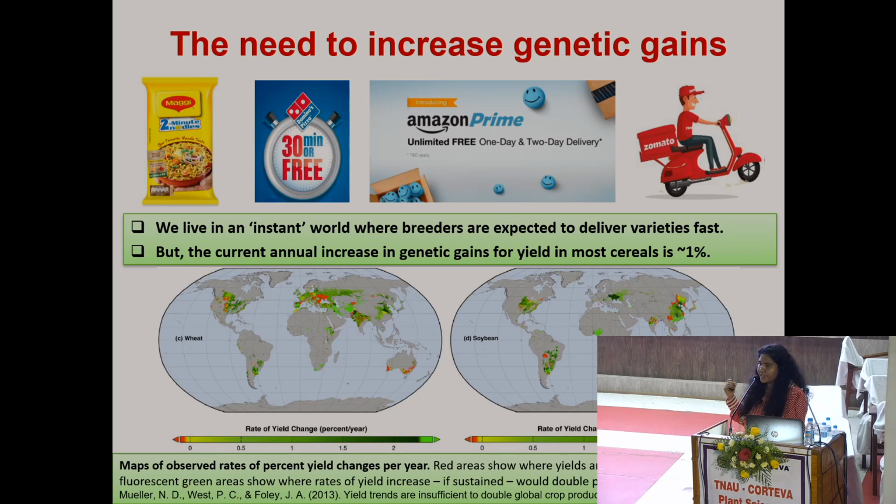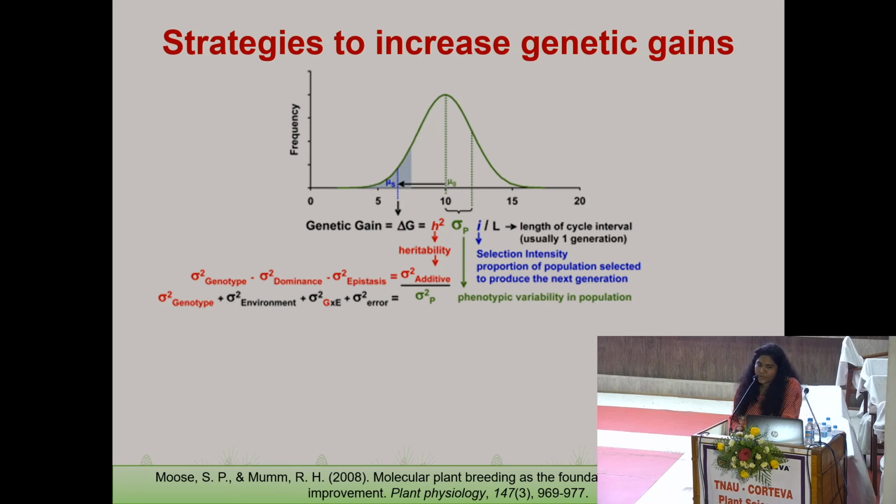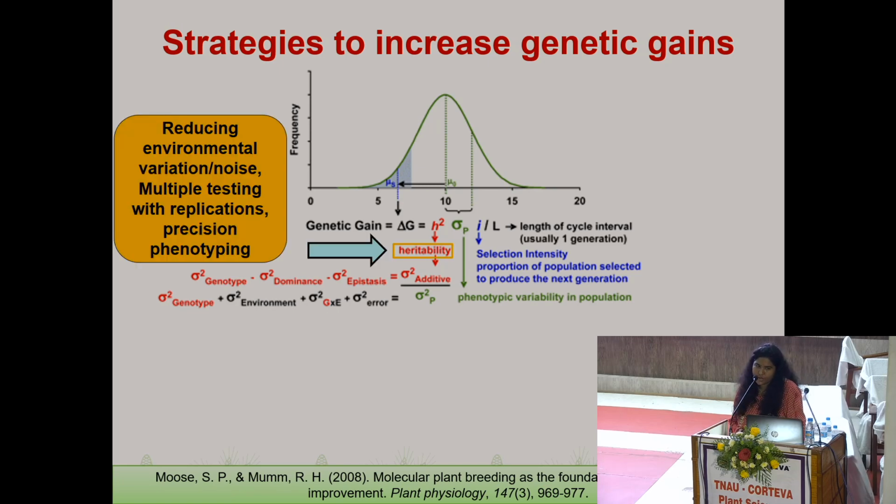And if you look at this equation, the classical equation for genetic gain, as Susan was showing a few minutes ago, you can see genetic gain depends on 4 different criteria, which I'm mentioning. The first one is the heritability of the trait. So how can you increase the heritability of the trait? How do breeders try to do that?